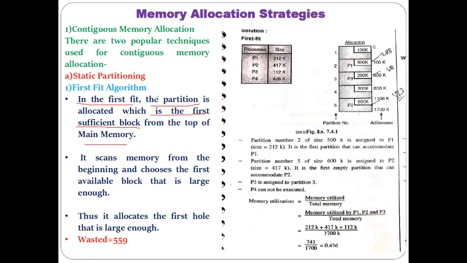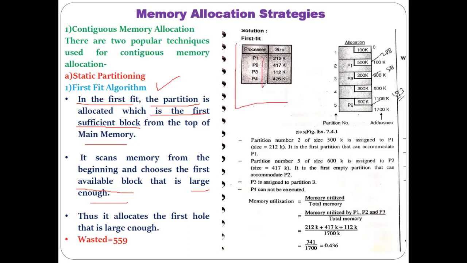So the operating system scans the memory from the beginning and chooses the first sufficient available block, large enough to hold the particular process, and that block is allocated to that process. That is the reason it is called the first fit algorithm. Let's see this in an example.